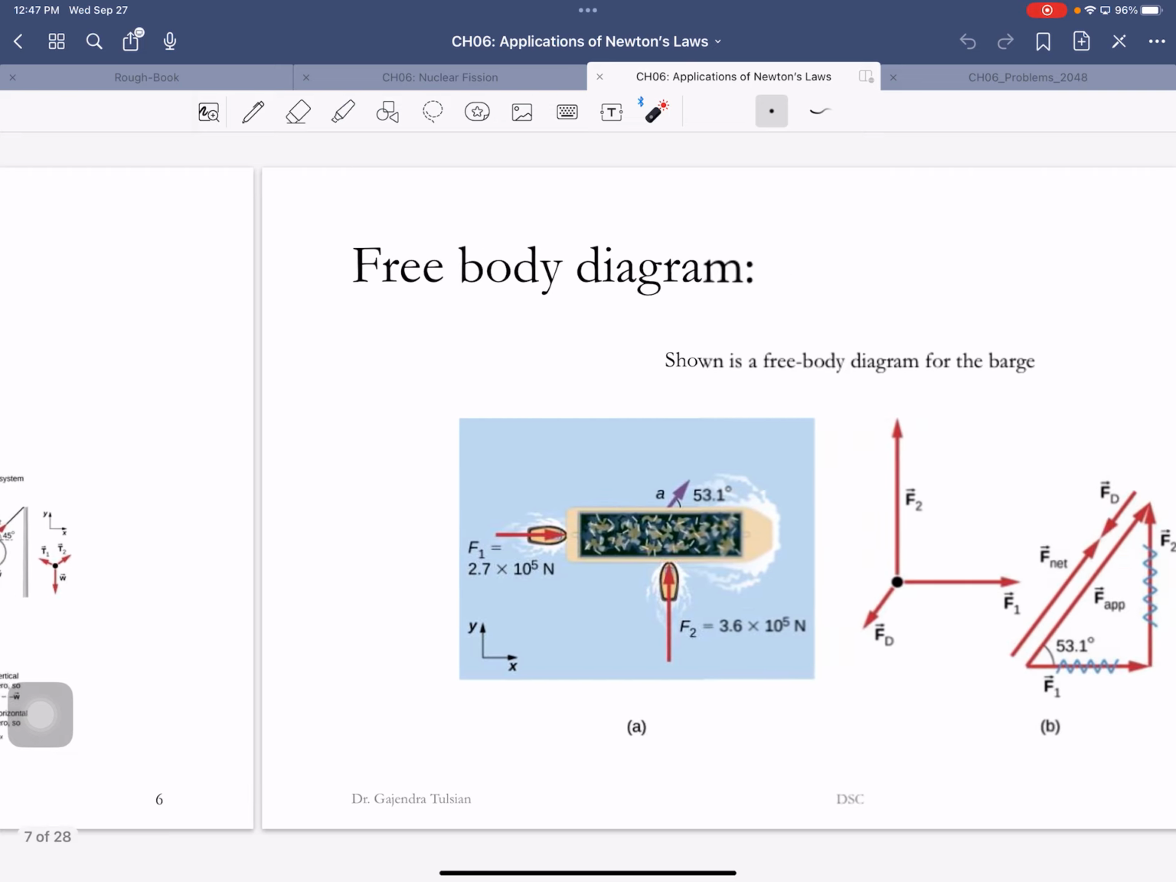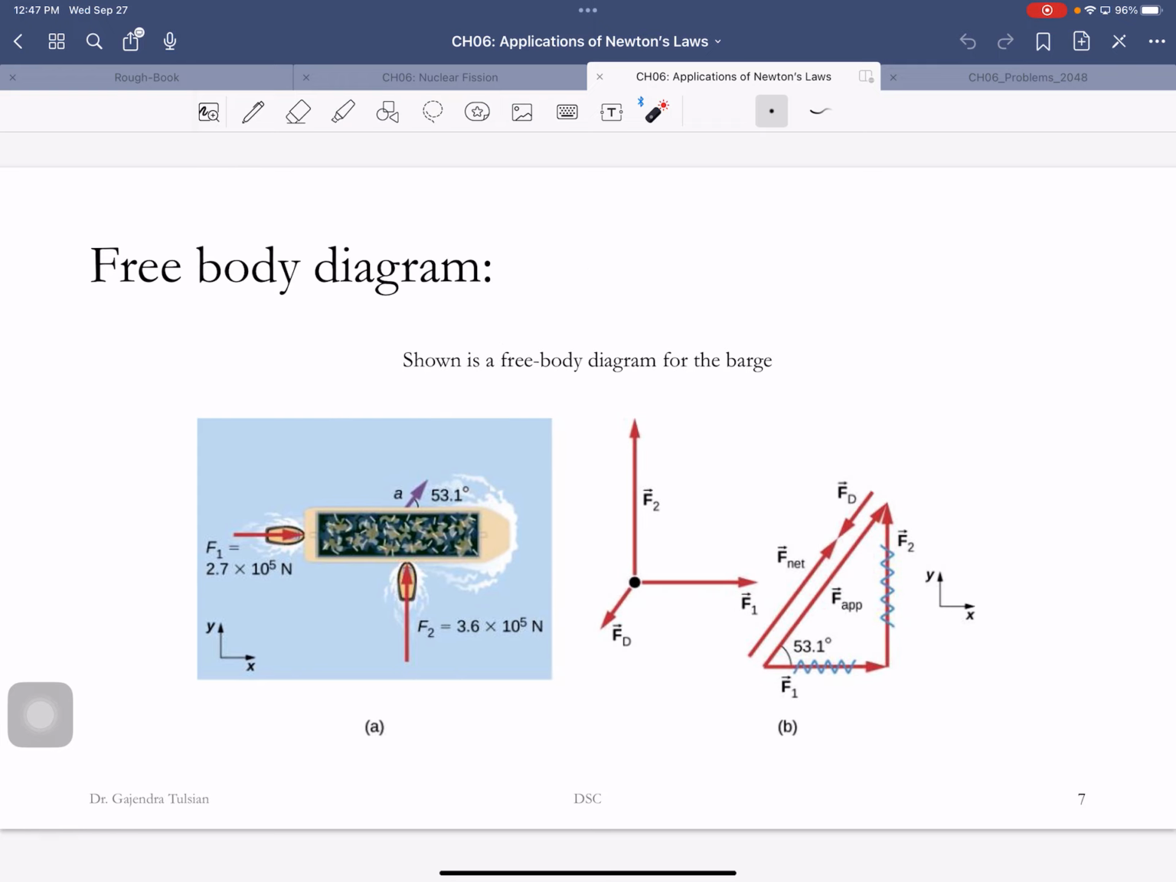Here's the second situation. For instance, here is a barge, and these two tugboats are applying a force on the object. And you see this force is going through the center of mass, and this force is going through the center of mass. For instance, if this tugboat was pushing over here, what would happen? Then this would rotate. So right now we're not going to consider that situation. We're going to consider only situations where the forces act through the center of mass.